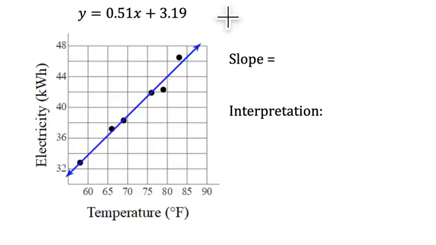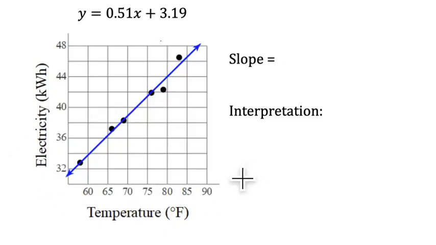Households consume more electricity when the weather is warmer. This relationship can be modeled by the equation y equals 0.51x plus 3.19, where x is the average daily temperature in degrees Fahrenheit, and y is the average amount of electricity consumed in kilowatt hours.